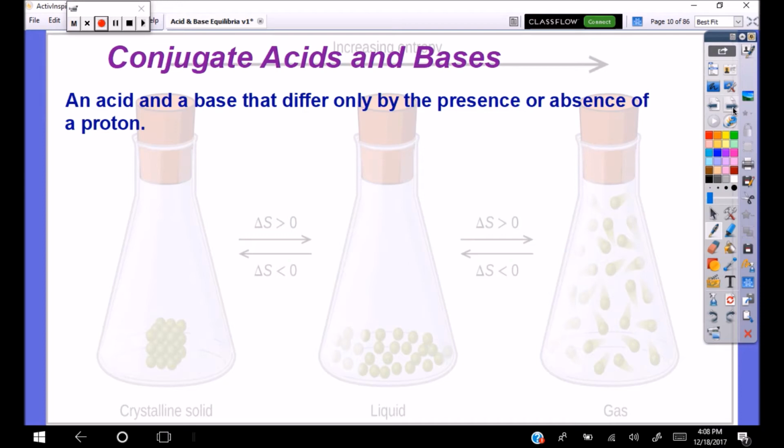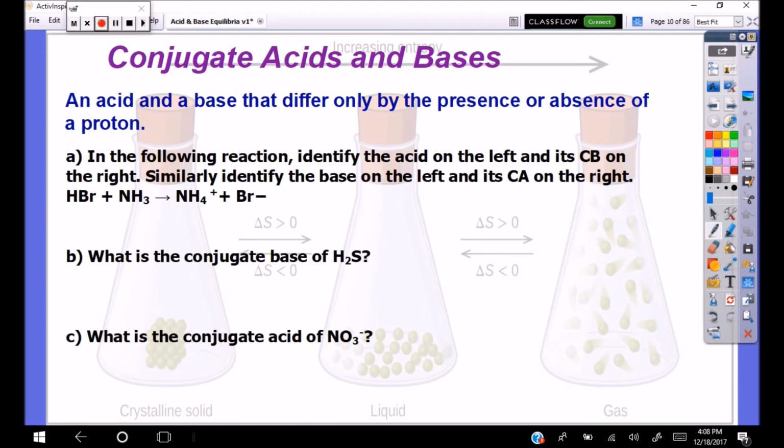Here we go. What did I say? Conjugate acids and bases. So an acid and a base that differ only by the presence or absence of a proton. So essentially every acid has its own conjugate base, that is basically the same formula, just sans proton, or sans H+. And same with each base has its own conjugate acid, meaning we've added that proton on.